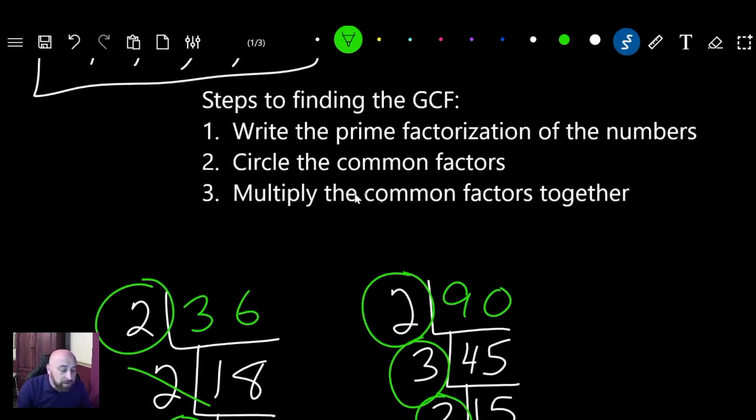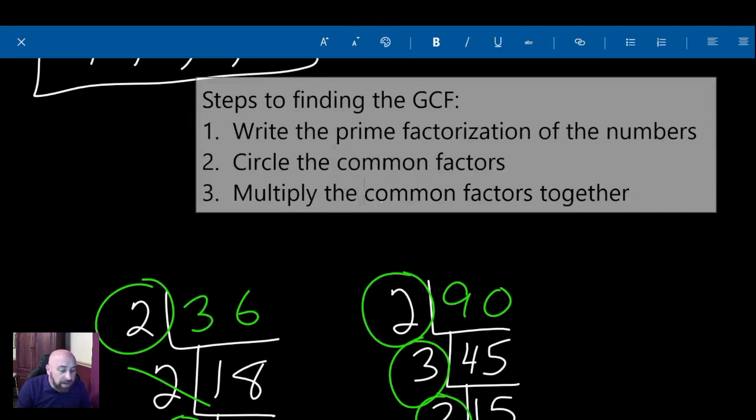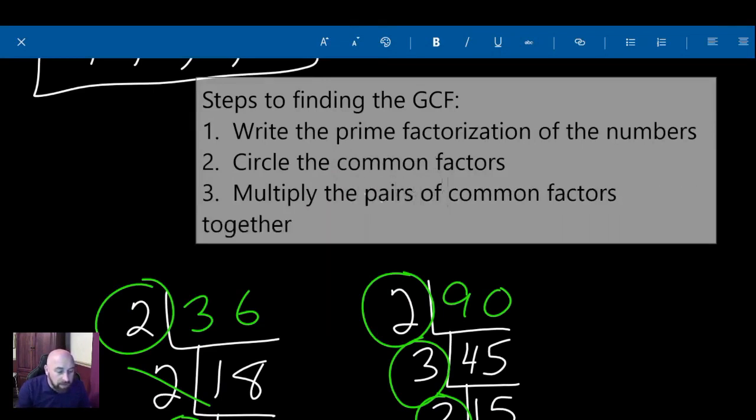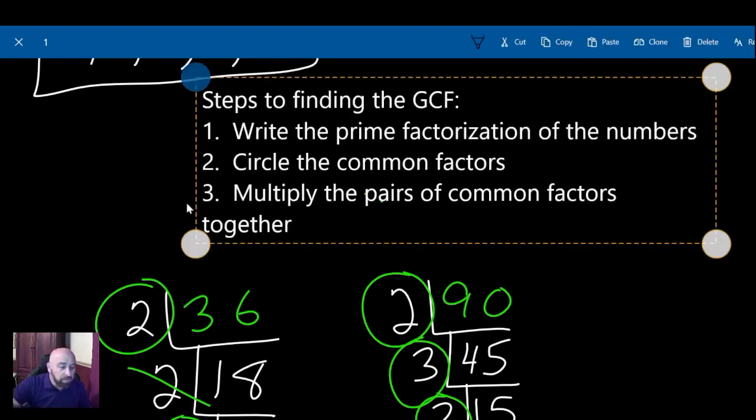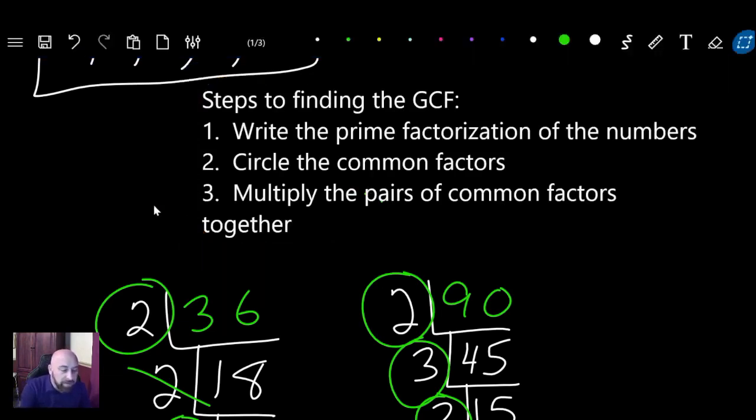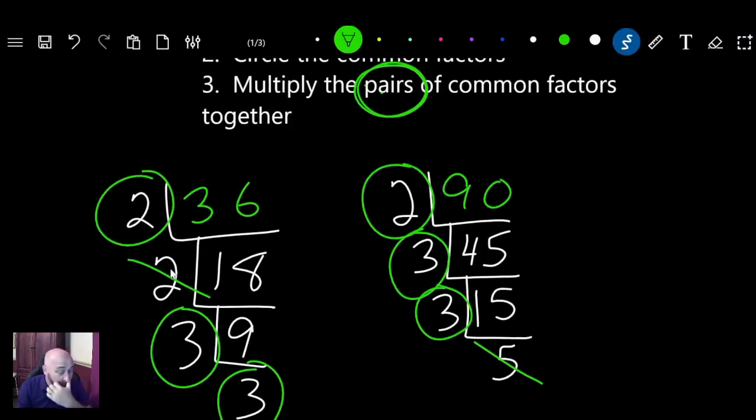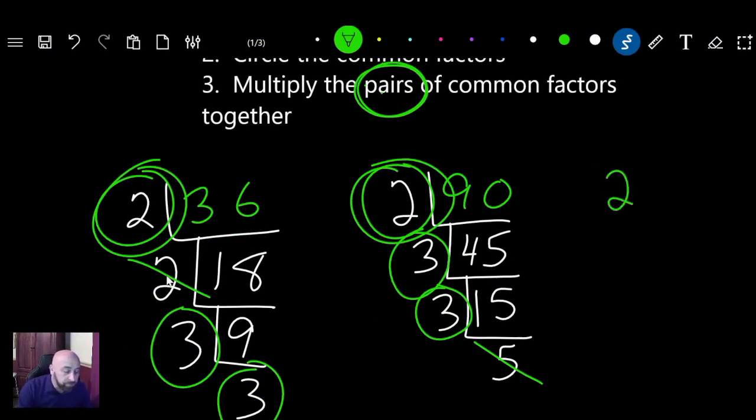And maybe it would be better if I wrote here, let me change this, multiply the pairs of common factors together. Multiply the pairs of common factors together. What do I mean by that? What do I mean by the pairs? So you would take the pair one time. So here's an example. 2 and 2. I take that one time. I get 1, 2. I don't get 2 2s. I get 1, 2. So I take the 2.